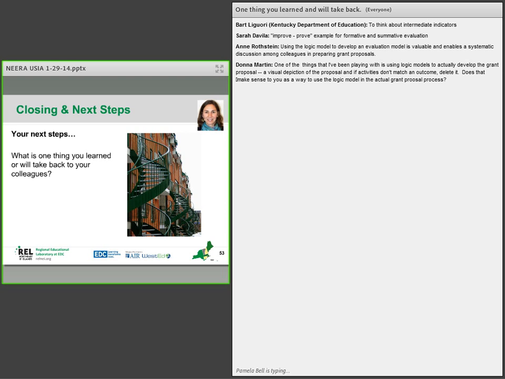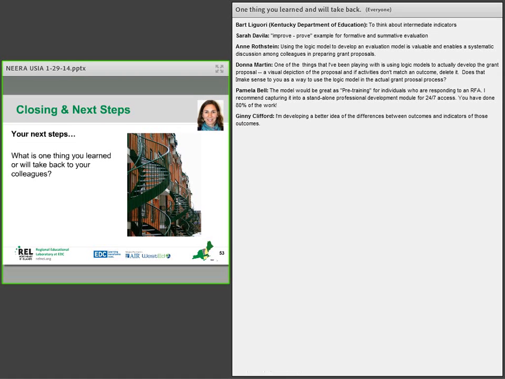Anne has talked about using the logic model to develop an evaluation model, which enables systematic discussion among colleagues in preparing grant proposals. That's great. And one of the things that we hope you'll come away with is the idea that when you're building that logic model, you should be thinking about evaluation. Because if you build a logic model without thinking about evaluation, you'll do what has been done many times before: you get three-quarters of the way through a program, and then you reach out to an evaluator and say, we'd like to evaluate our program, and your evaluator says, do you have data on these outcomes of interest? And you realize that you were never collecting the data, say, on what professional development teachers were participating in, for example. So we strongly encourage you to be thinking about evaluation from the onset.